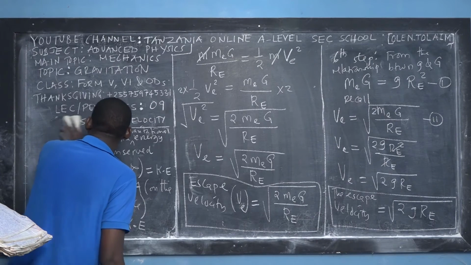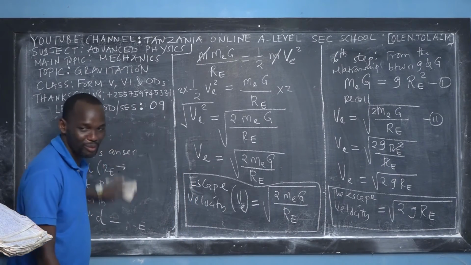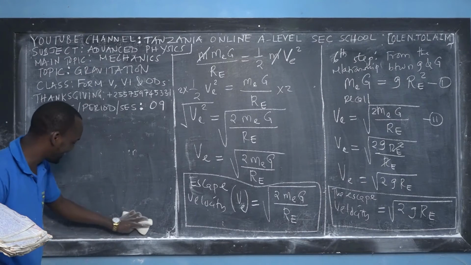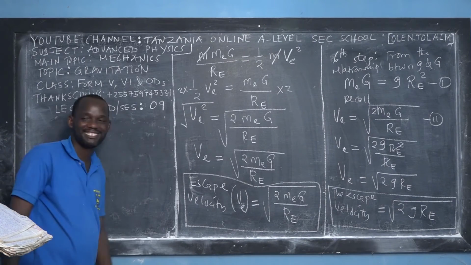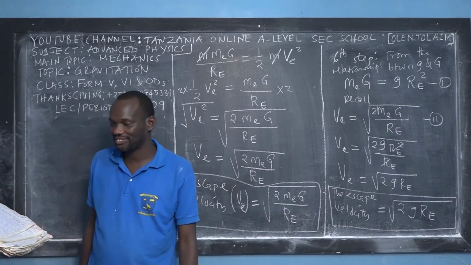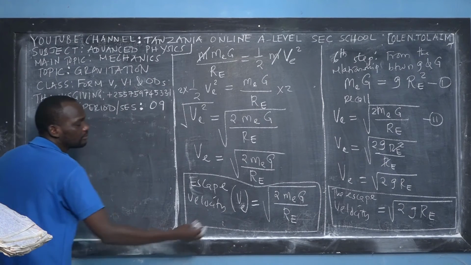Advanced physics is full of formulas, full of problem solving, full of closely related concepts. So you have to be careful. So those are the two formulas, and now we can determine the values.